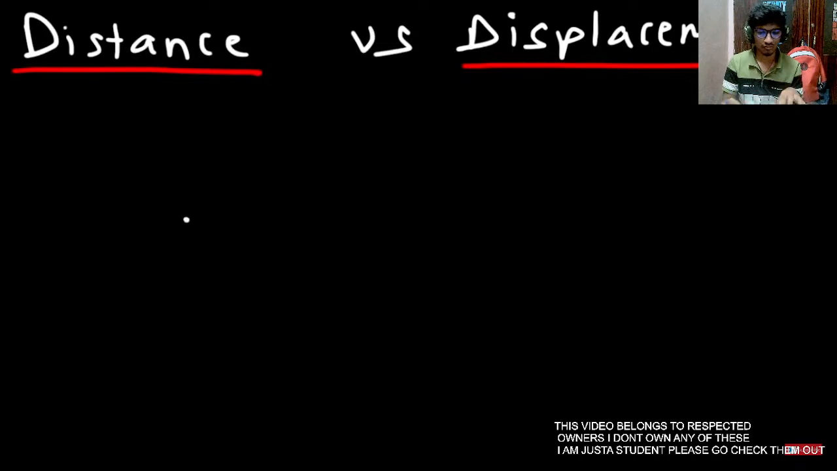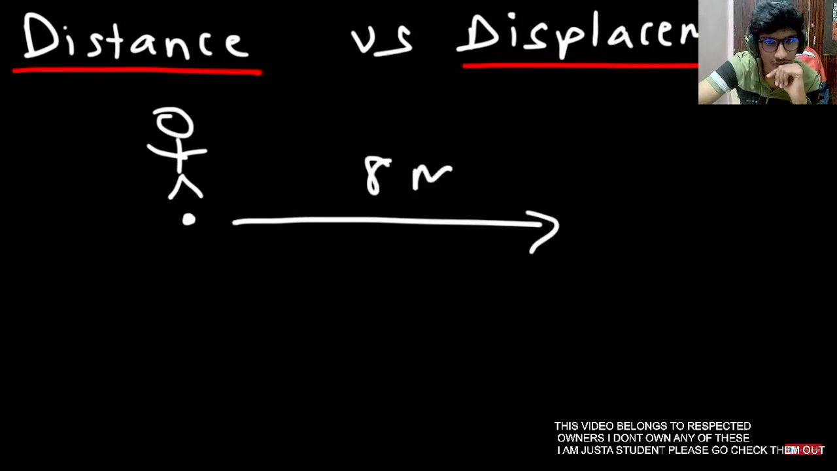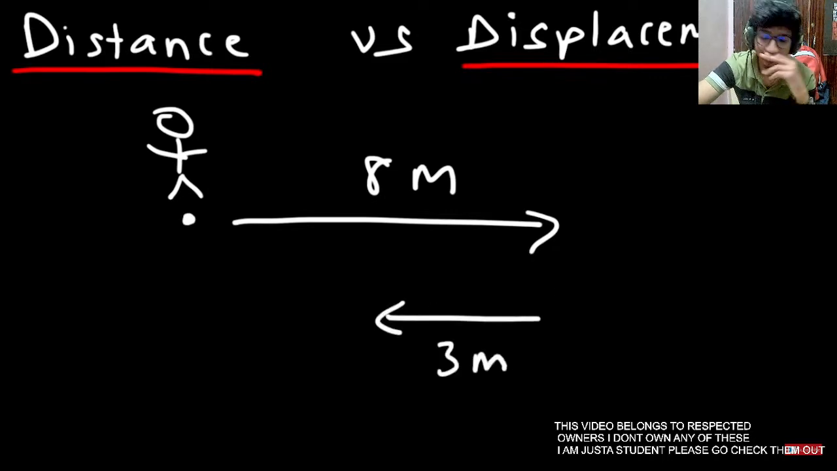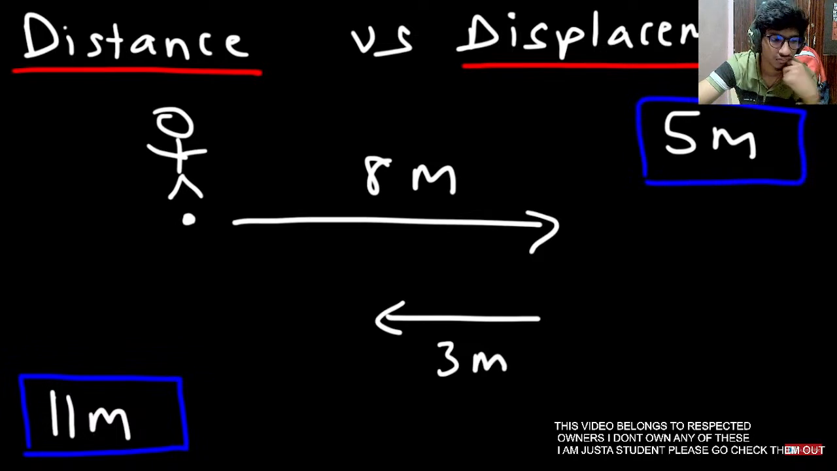So let's say you have a person, let's say John, and he's at this position right here. And he decides to walk, let's say, 8 meters east. And then he turns in the other direction and travels, let's say, 3 meters west. The total distance that John travels is 8 plus 3, or 11 meters. However, his displacement is not 11, but rather his displacement is 5 meters. Displacement is the difference between the final position and the initial position.